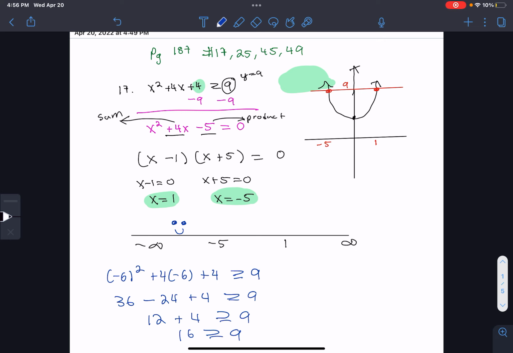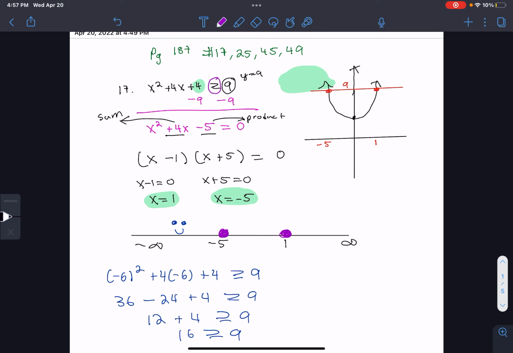So -5, let's talk about -5 for a second. I want you to put a solid dot at -5 and 1. There's one reason why we're doing this. Because -5 and 1 represent our points of intersection, those values equal 9. So when it's greater than or equal to 9 and you have points of intersection, we're always going to have a solid dot. If the question said greater than 9, we would have an open circle, because these two values give us 9, but it's not greater than 9.